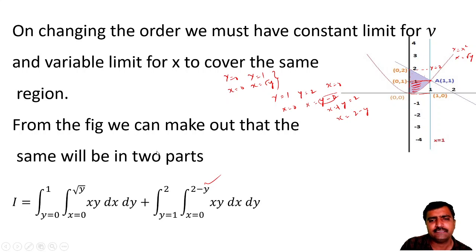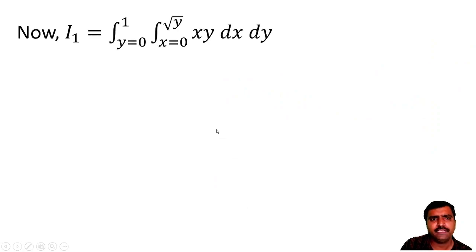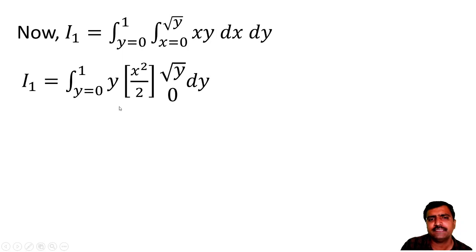So next we have to evaluate this. Take this as I1 and this as I2, and evaluate. The value of I1 is the integration from 0 to 1, 0 to root y, of xy dx dy. First you integrate with respect to x by taking y as a constant. Integration of x is x square by 2. Its limit is 0 to root y, into dy. Apply the limit.